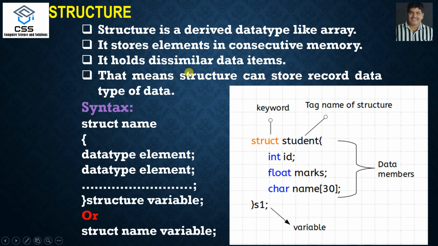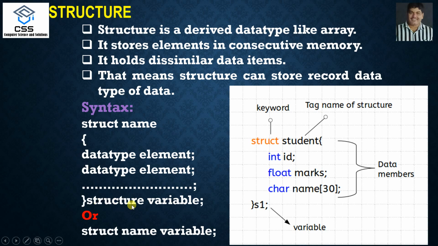What is the syntactical structure of a structure? struct is the keyword as written. Name is an identifier. What name we can give is up to you. And the data type and element represent the members of the structure. Means int is the data type, id is the element, float is the data type, mark is the element, char is the data type, name is the element. Means this is the structure block.